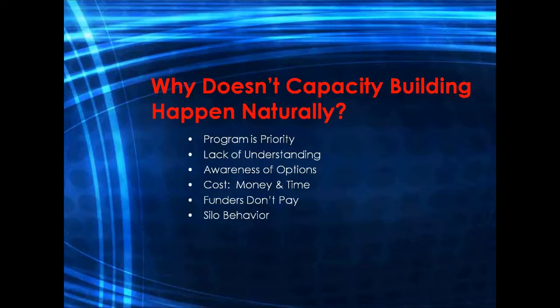Now, why doesn't capacity building happen naturally? There are a lot of reasons, but these are the 6 general reasons. Number one, the program takes priority over building the program's capacity. Meaning that if the program per se is running, then that takes priority over trying to change the program, even though the program itself lacks the capacity to accomplish particular aspects of the mission.